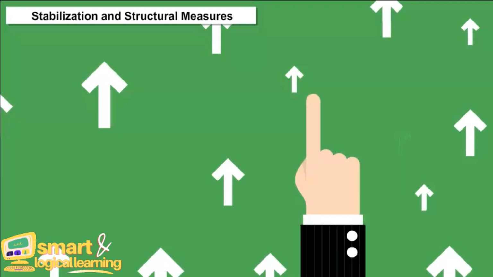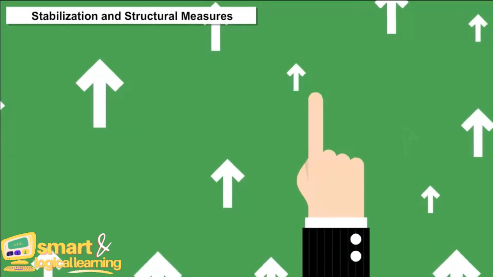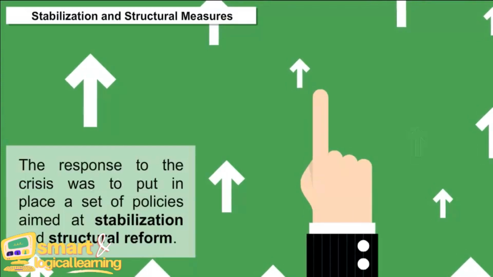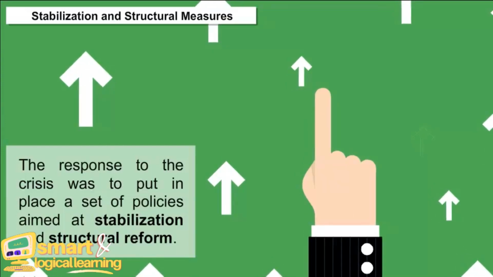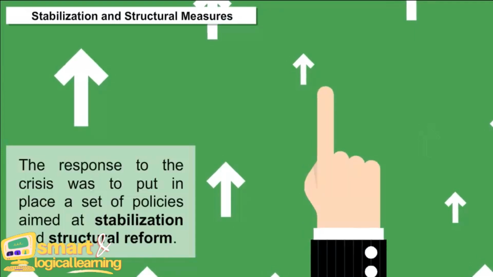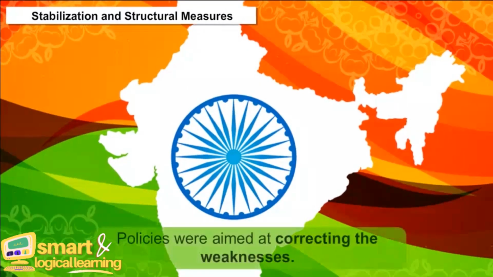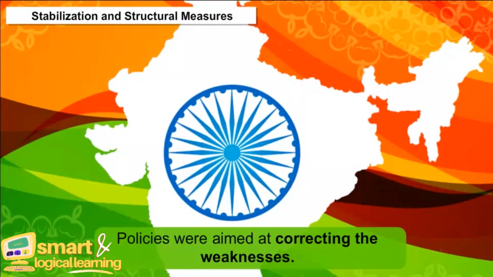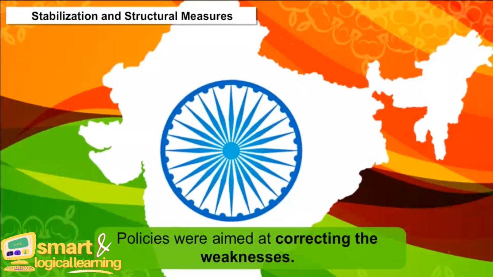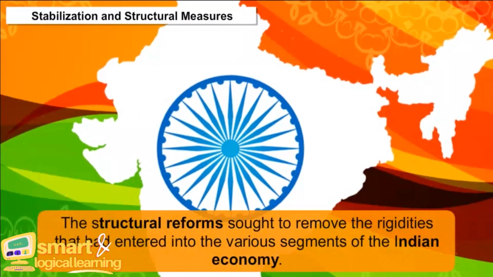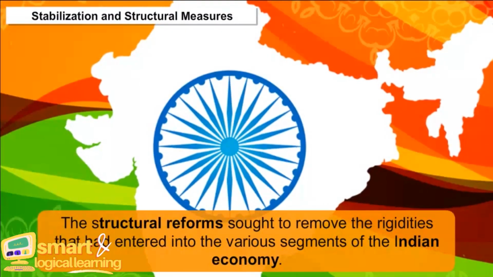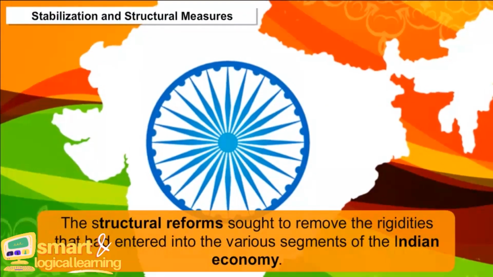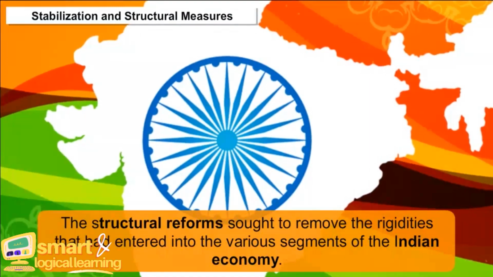Stabilization and structural measures. The response to the crisis was to put in place a set of policies aimed at stabilization and structural reform. While the stabilization policies were aimed at correcting the weaknesses that had developed on the fiscal and the balance of payments fronts, the structural reforms sought to remove the rigidities that had entered into the various segments of the Indian economy.